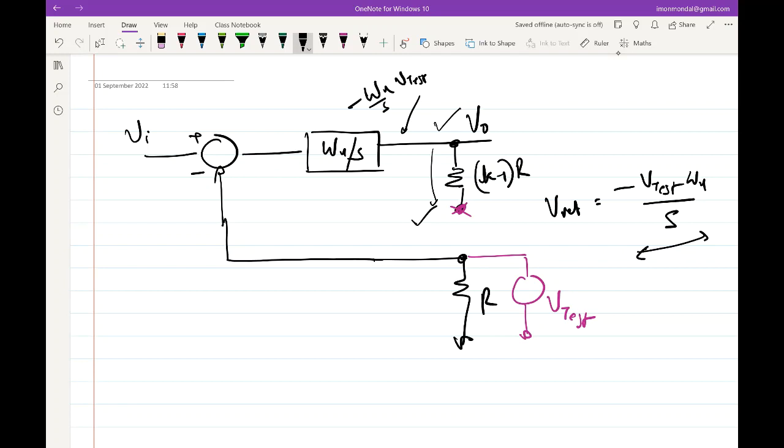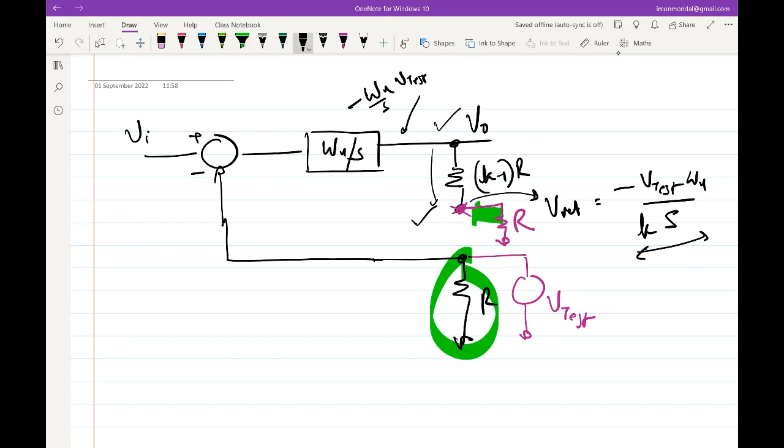So what was the load seen by omega u over S before breaking the loop? KR. What is the load that it's seeing now? It's infinite, right? The other end of the K minus 1 R is dangling. So what should I do to ensure that we still have KR load at the output of omega u over S? Essentially whatever was broken should be reattached. So we need to reattach this R here and then observe this return voltage. Okay, then it becomes fine.